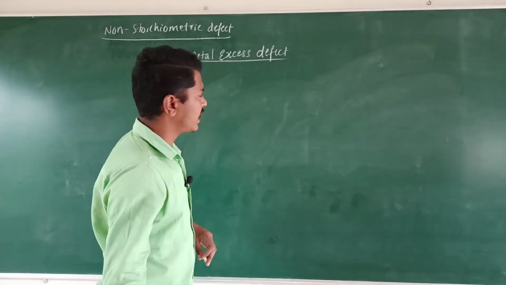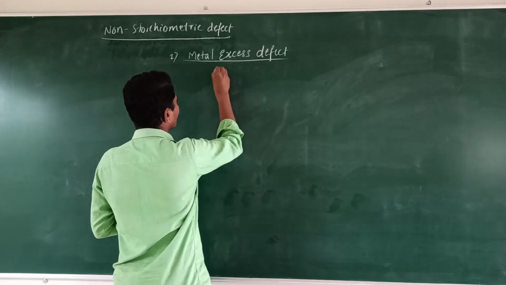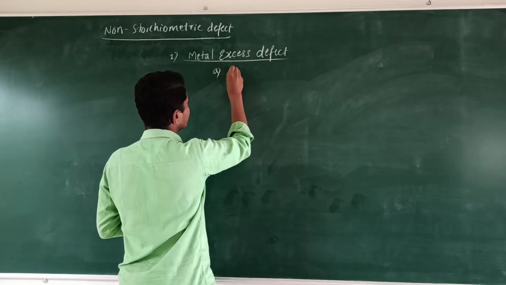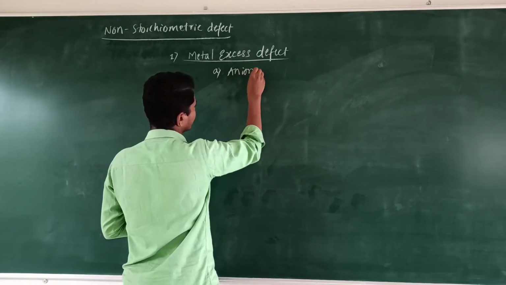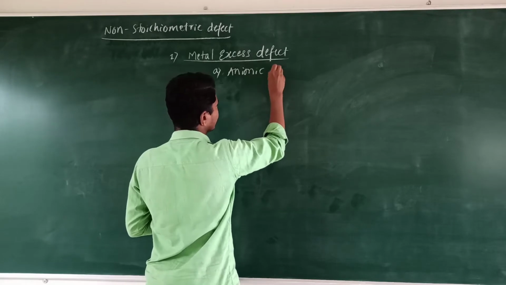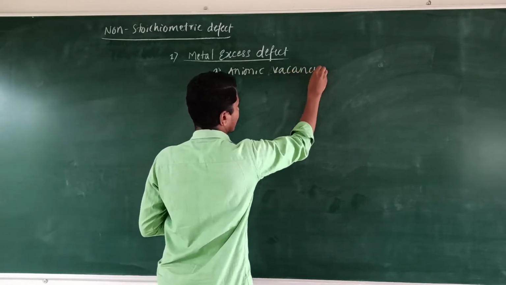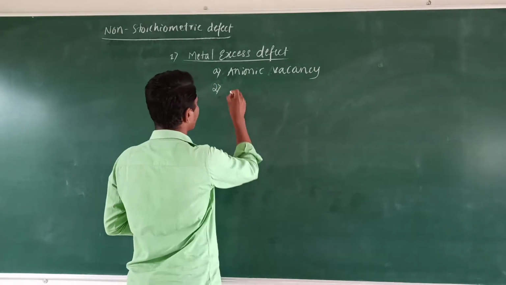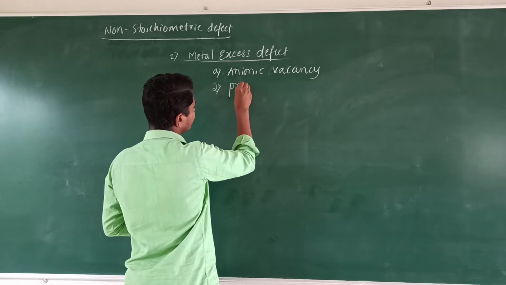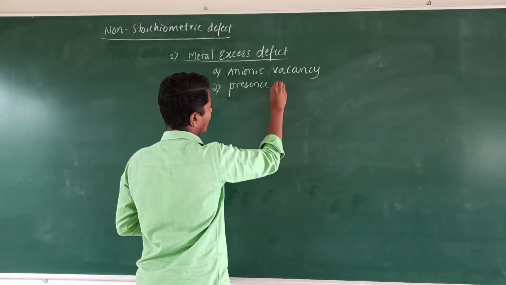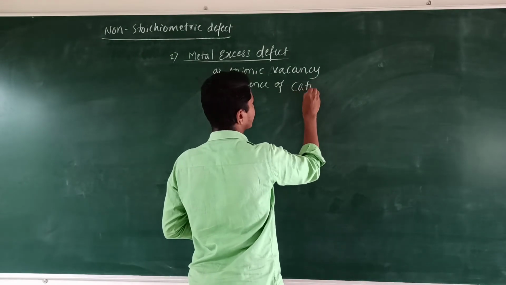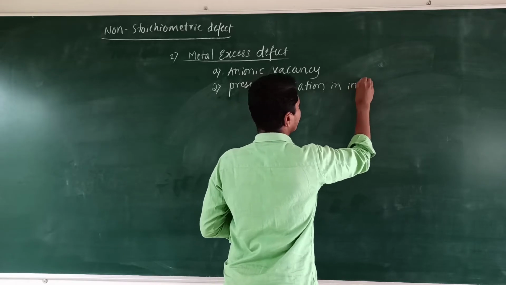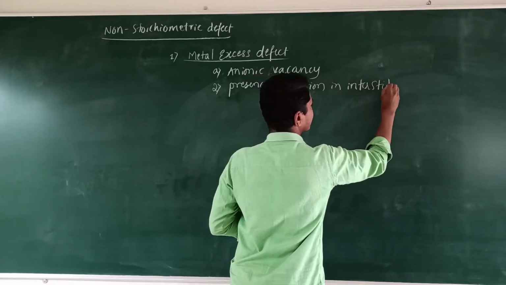Take the example of zinc oxide. The first one we learned was the anionic vacancy. In the second one, there is the presence of cations in the interstitial site.